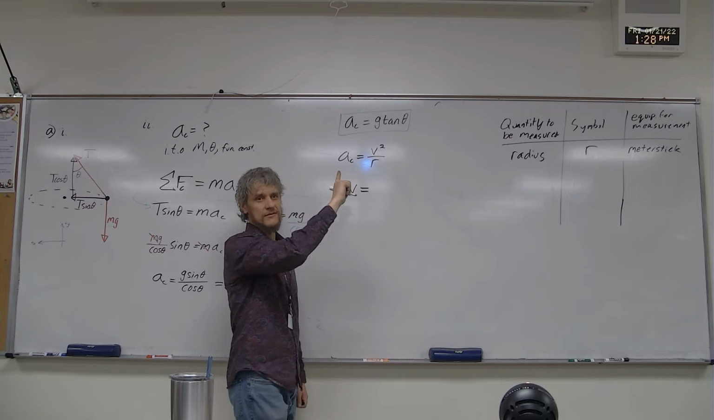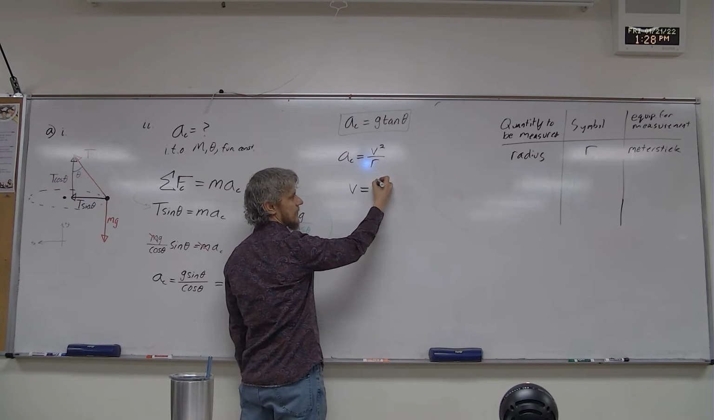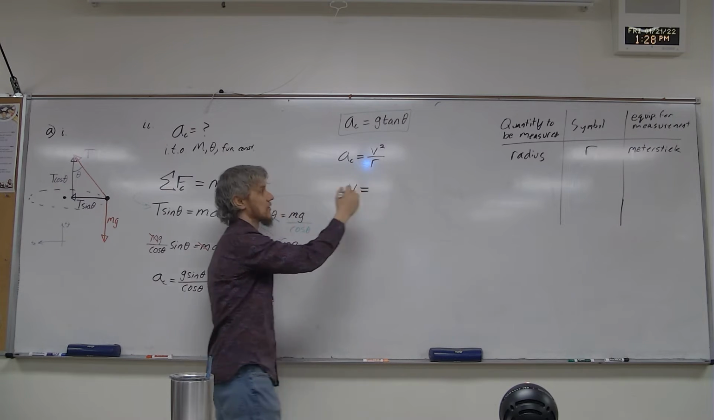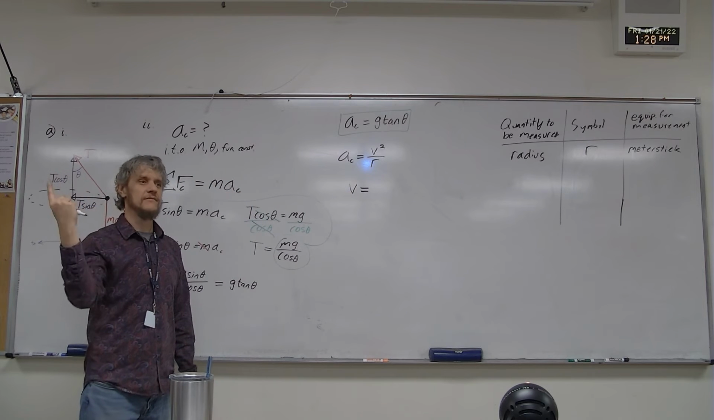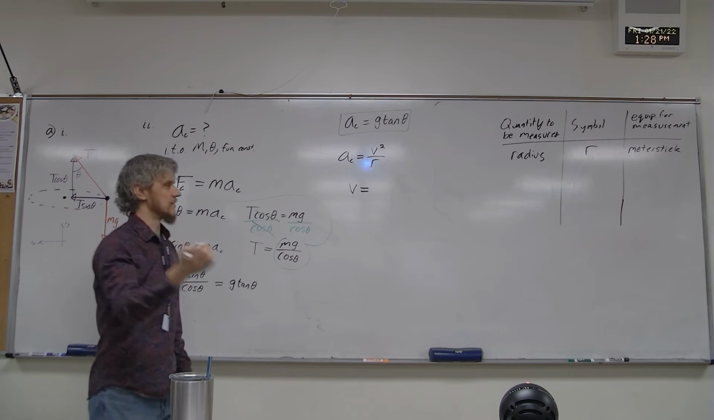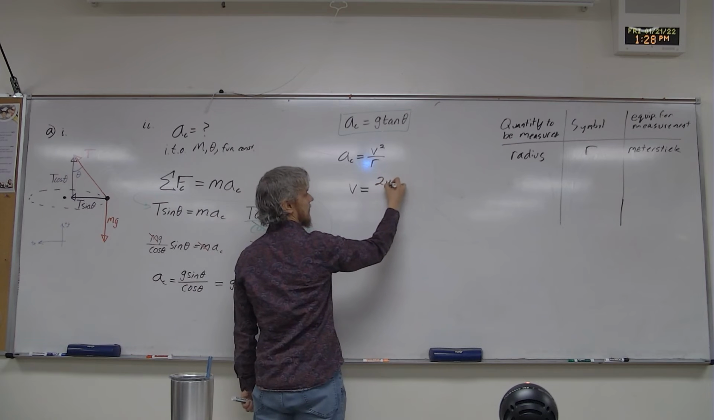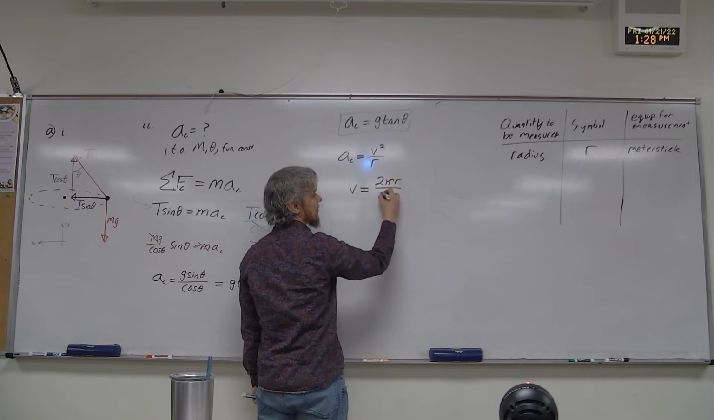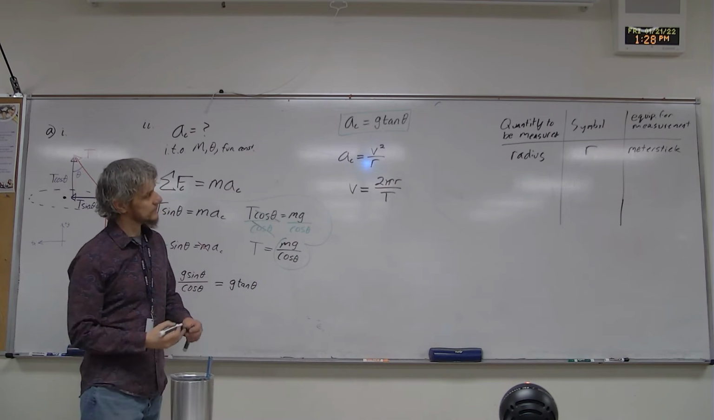But what distance? From the center of the circle? Not from the center of the circle. We're talking about the speed. Oh, so you get to the circumference? Circumference, which is 2 pi r, divided by the special time period, capital T.